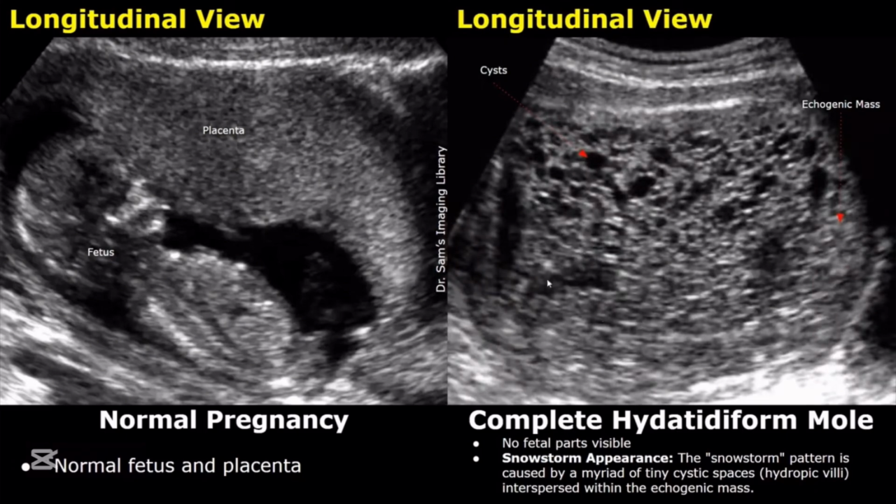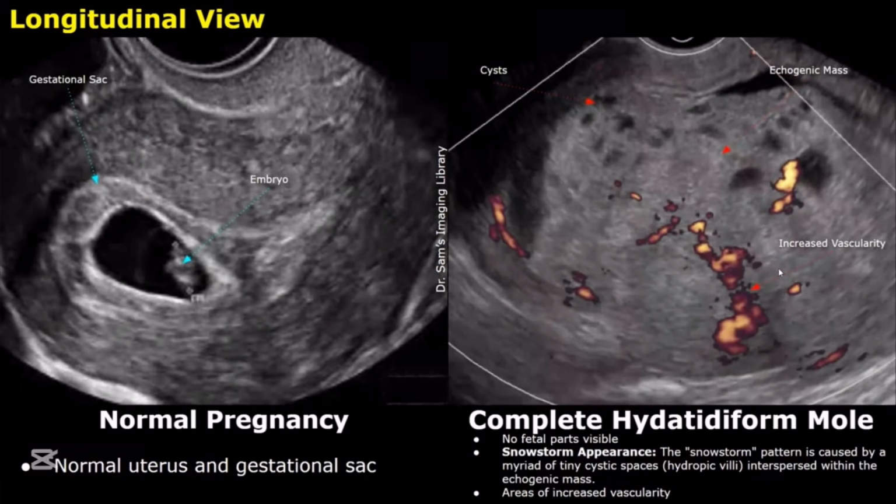Doppler features of a molar pregnancy are variable, but in usual cases, areas of increased vascularity are seen. In this image, power Doppler is applied. You can see Doppler signals within the echogenic mass. These suggest areas of increased vascularity.